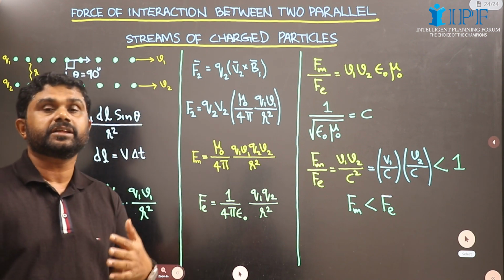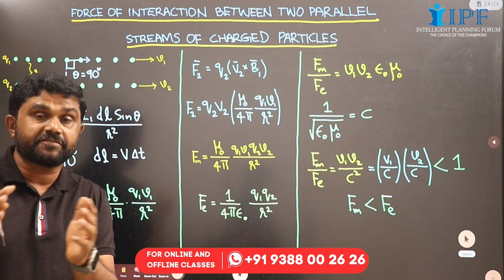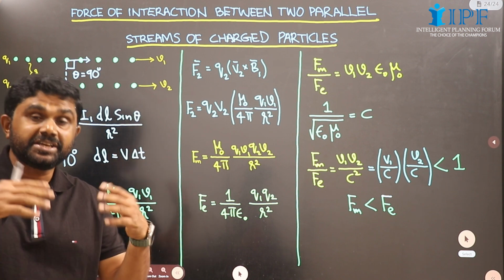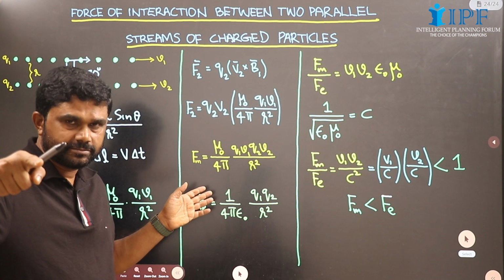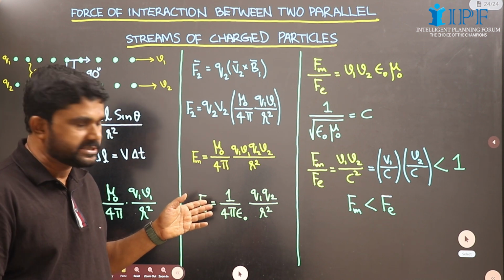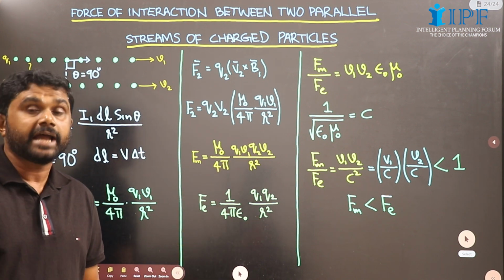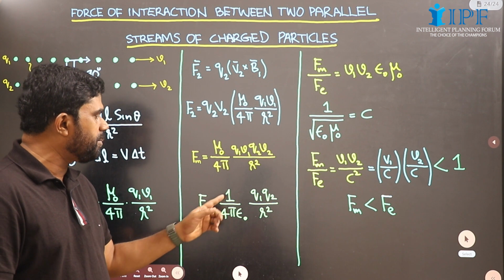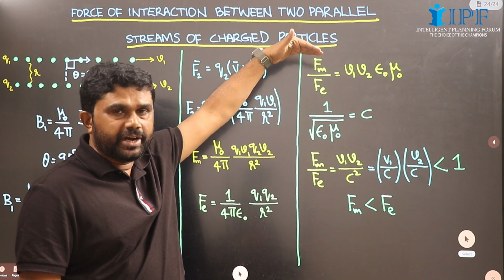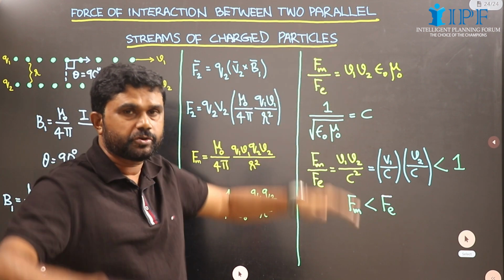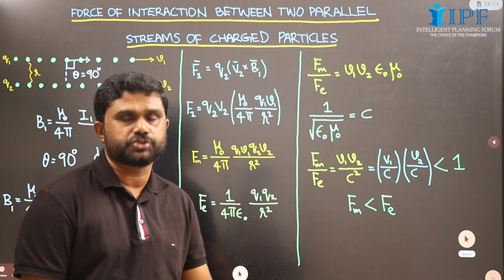How do you get the magnetic force experienced by the first stream of particles? You simply interchange the suffixes 1 and 2. So the magnetic interaction between the two parallel streams of particles, Fm, is equal to mu 0 by 4 pi q1 v1 q2 v2 by r square, and the electric force of interaction, Fe, is equal to 1 by 4 pi epsilon 0 q1 q2 by r square. Now let us find the ratio of the magnetic force to electric force.